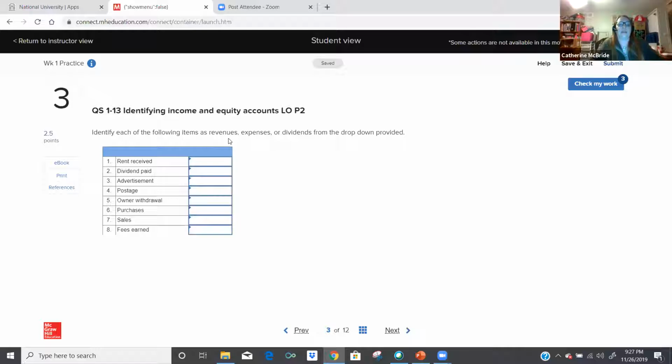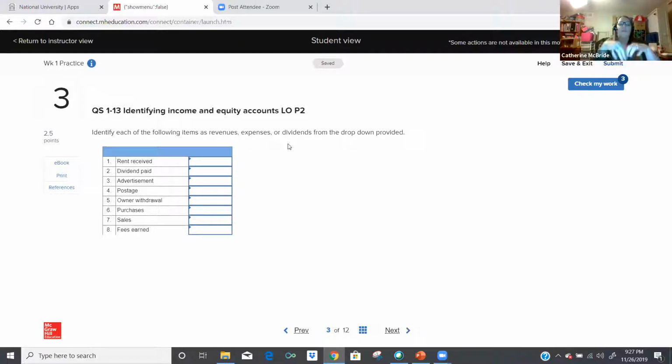Okay, now we're looking: is it revenue, is it expense, or is it dividends? Revenue has to be earned by operating the business. Expenses are incurred through operating the business. Dividends are something that we have retained in the business that we give back to the owners. Even though it's cash that we're taking out of the business to give back to the owners, it is not an expense because it's not part of operating the business. Expenses and revenue have to be part of operating the business. So we want to figure out, is each one revenue, expense, or a dividend?